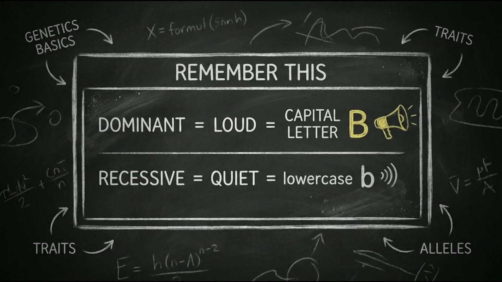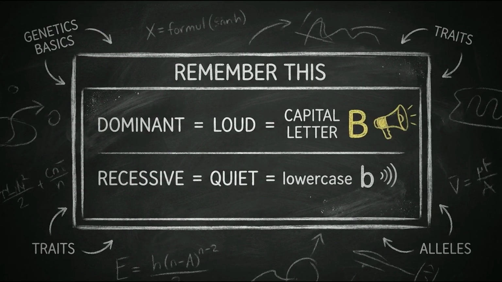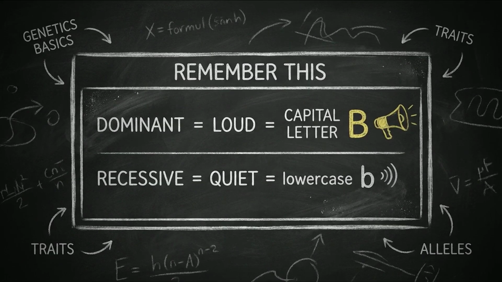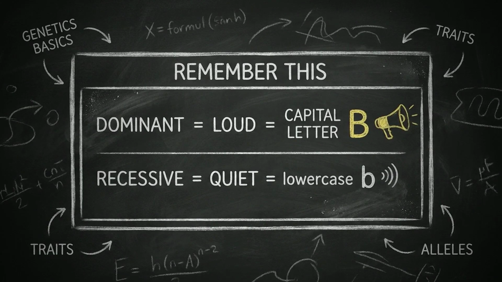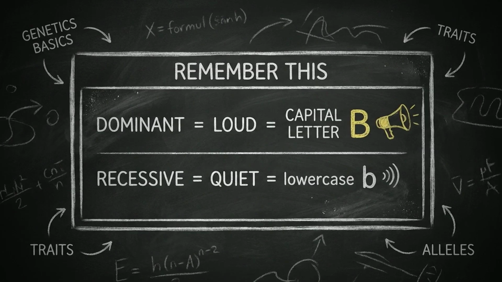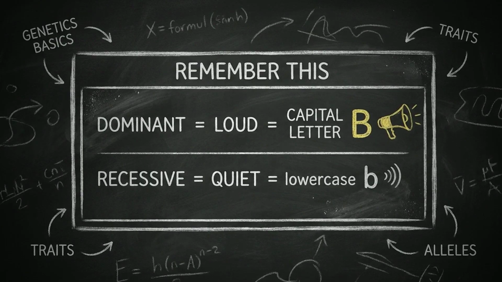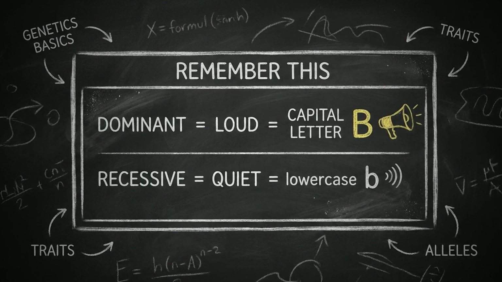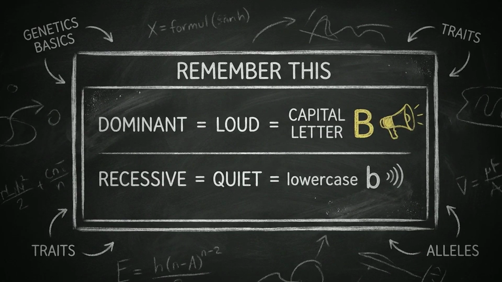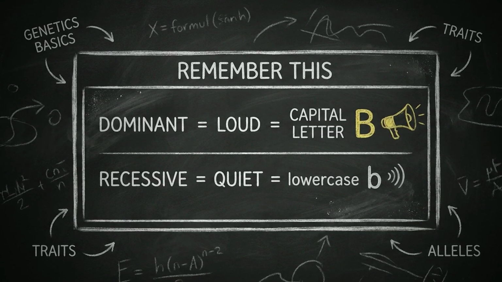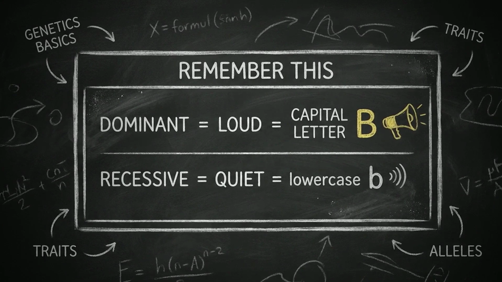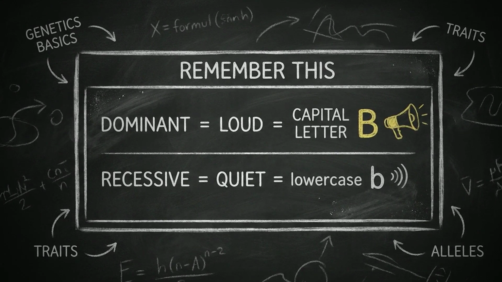One way to keep dominant and recessive straight. The dominant allele is the loud one. It speaks over everything else. Write it with a capital letter. The recessive allele is quiet. It can only be heard when there is nothing louder beside it. Write it lowercase. Loud letter, quiet letter. Every time you see the word dominant, think uppercase. Every time you see recessive, think lowercase.